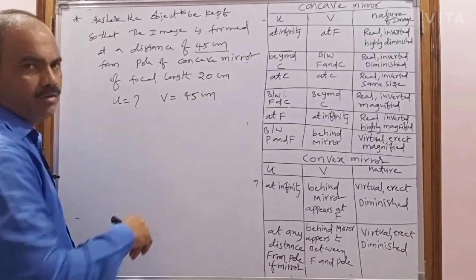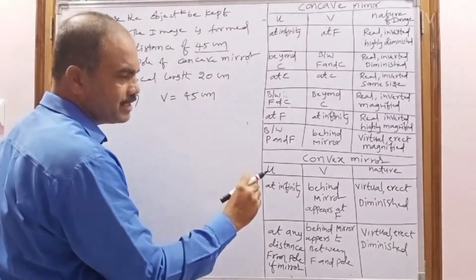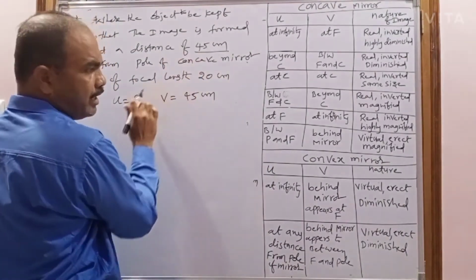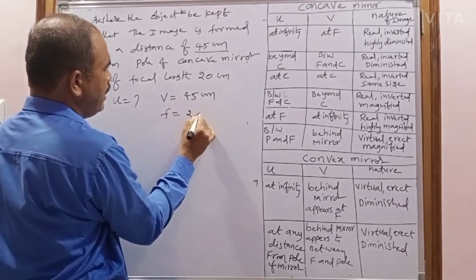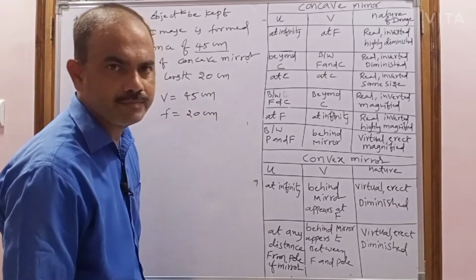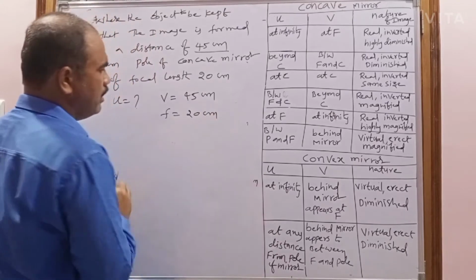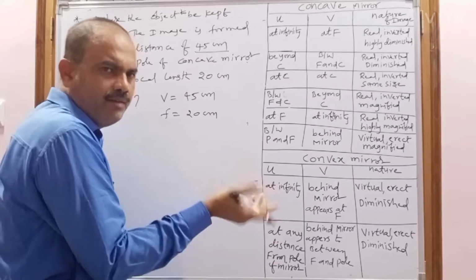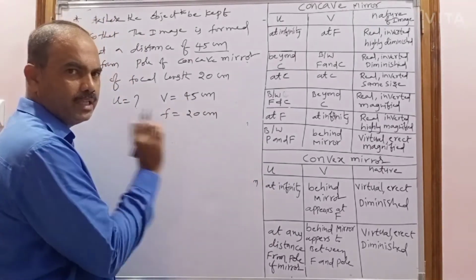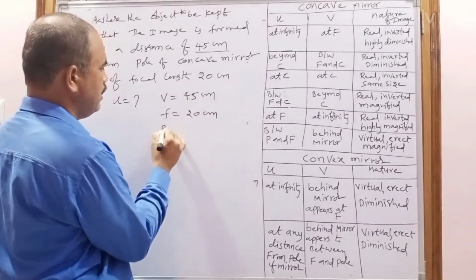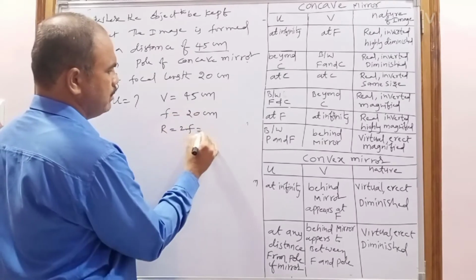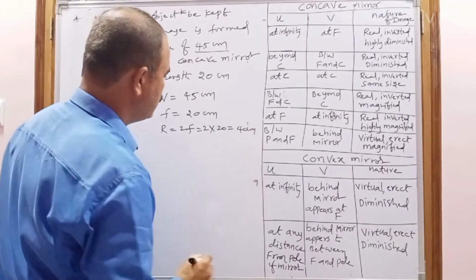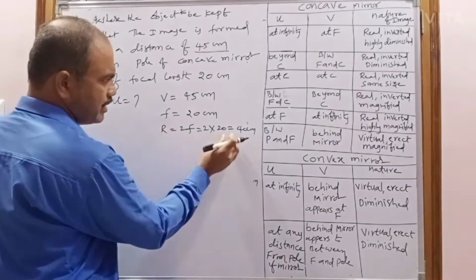Next, you have to identify whether the focal length is given or the radius of curvature is given. Focal length is given, F. What is the F here? 20 centimeter. If you know the focal length, then find R. If you know R, then find F. So here you know F, so you have to find R. R is equal to 2F. So 2 into 20 is 40 centimeter.